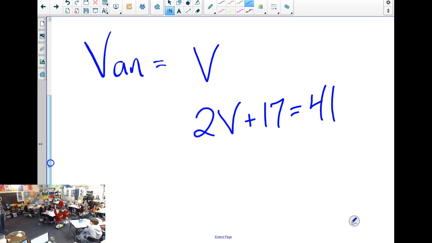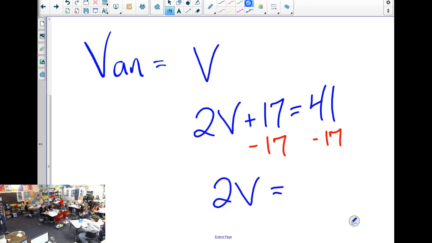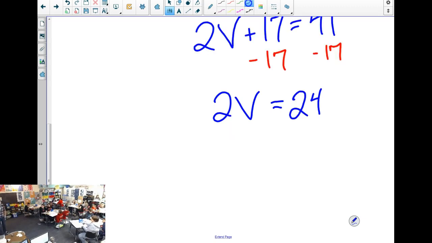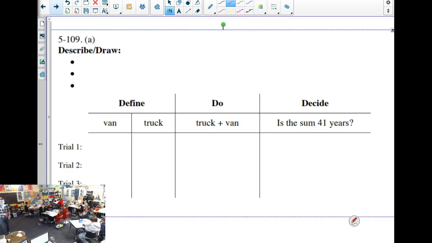Oh, okay. Minus 17. Thank you for clearly telling me what to do. What do we get there? Like 24, I think I saw written on papers. 24. Yeah. Which means V is 12. If 2 V's is 24, V is 12 because we divide by 2. Now, if we took the 5D process, totally fine. But the truck being V plus 17 is probably one of the things I would write up here.